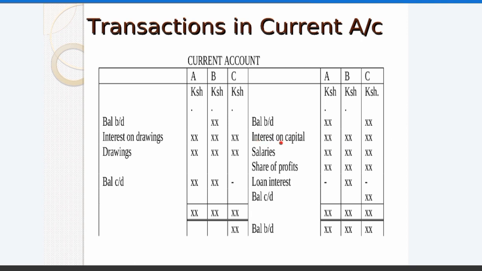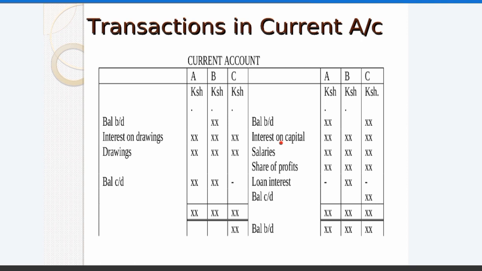So the interest will depend on the percentage. If it is 10%, it will be 10% on the capital contribution of A, the same way 10% of that of B, the same way 10% on that of C. So that will increase their current interest. Number two, the salaries that they receive.